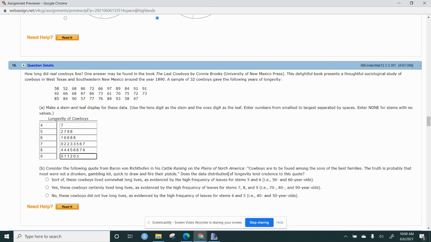Does this data distribution on longevity lend credence to that quote? Well, I think it does because cowboys were living long ages, especially in the 1890s, because I have a lot of data in the 70s, 80s, and 90s. So that's my answer for number 10. Hope this helps.